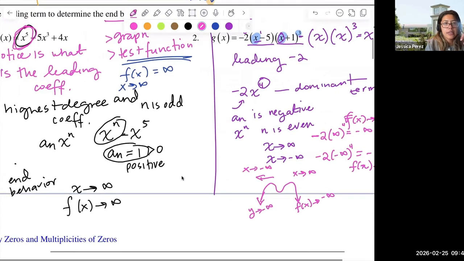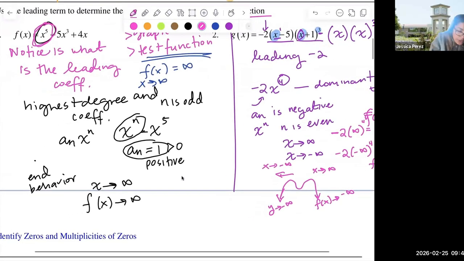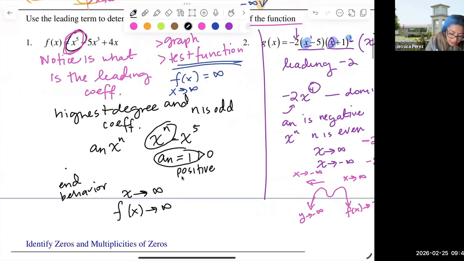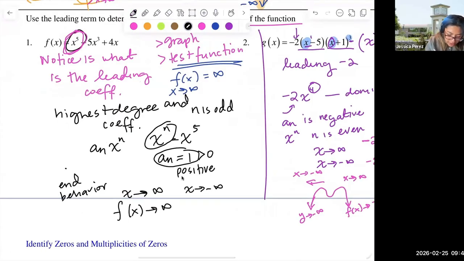Let's go back to the first one. So we saw what happens when x is positive infinity. What happens when x is negative infinity? Well, if we test the function, if we have a negative x value raised to the fifth power, my solution will still be negative. So f of x will go to -infinity. And that's because we have an odd polynomial.